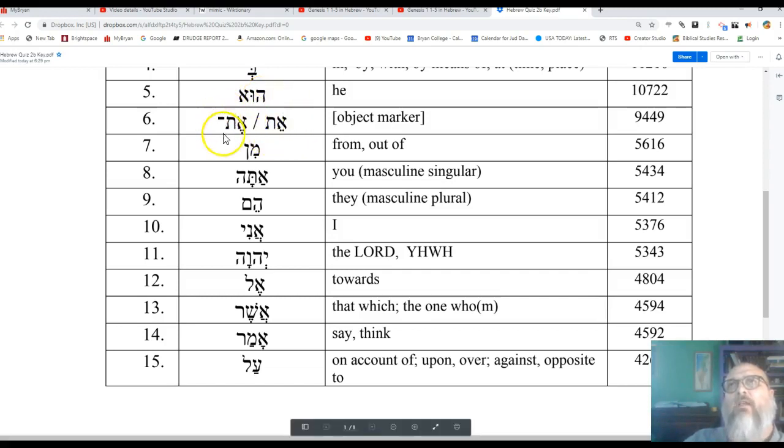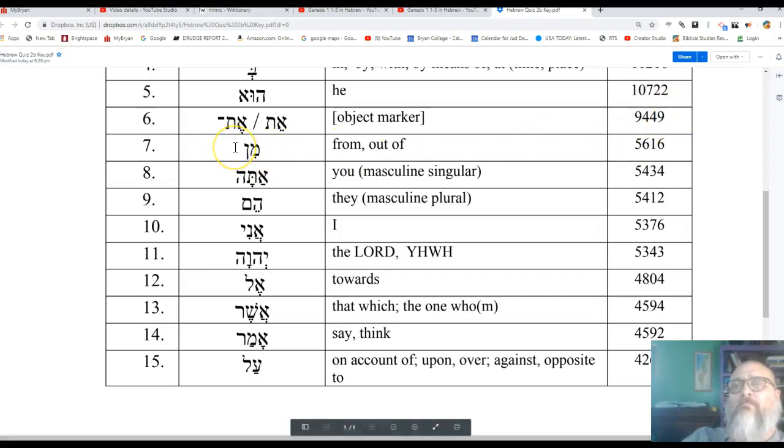Et, and et with a connector is the way that you mark a, well, let's call him a cave. The way you mark the definite direct object. In other words, direct object, if you're familiar with Greek, very important word, occurs almost 10,000 times.